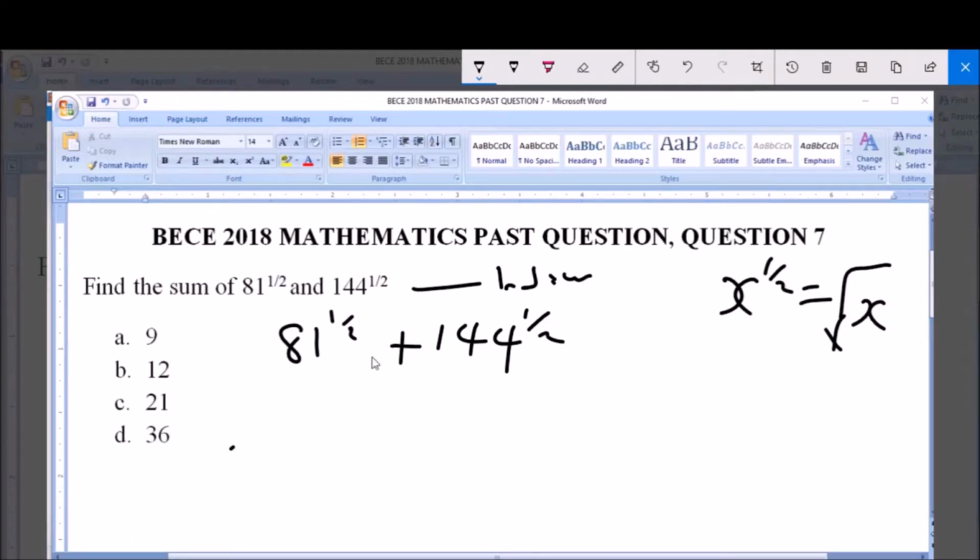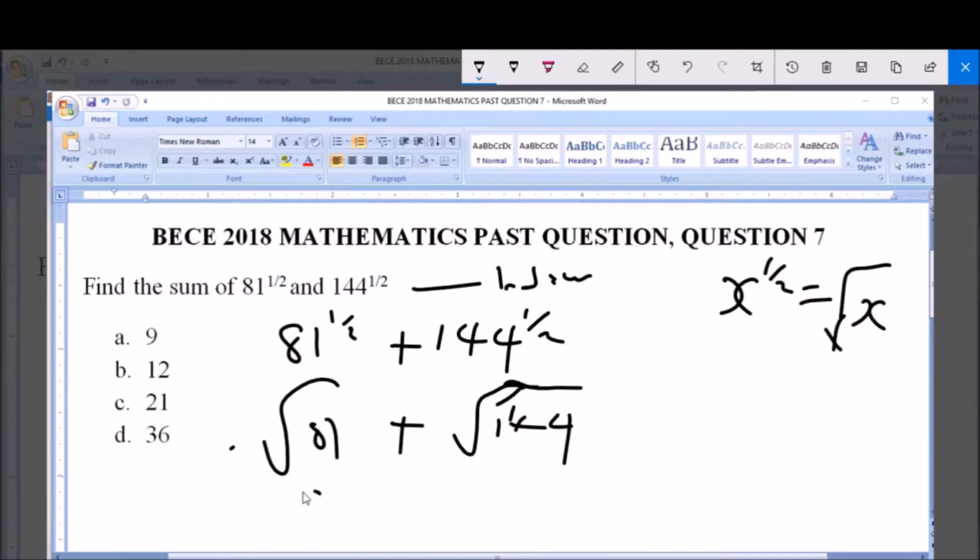Now we have 81 raised to the power of 1 over 2. This simply means the square root of 81, plus 144 raised to the power of 1 over 2, the square root of 144. Now, the square root of 81, like we know, is 9. 9 times 9 will give us 81. Plus, the square root of 144 is 12. 12 times 12 will give us 144.